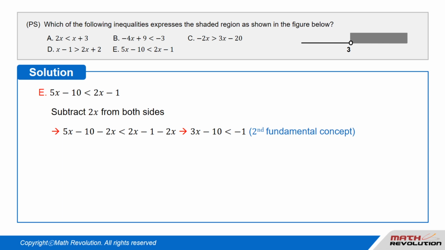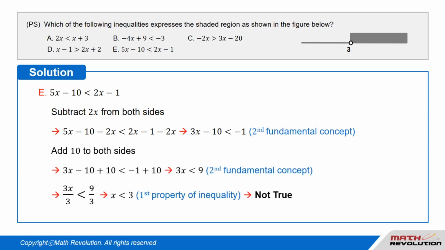Now we add 10 to both sides, we get 3 times x minus 10 plus 10 is less than negative 1 plus 10, or 3 times x is less than 9, by the second fundamental concept in inequality. Also, 3 times x is less than 9 is the same as 3 times x over 3 is less than 9 over 3, or x is less than 3, by the first property of inequality, that is the positive rule, which says that multiplying or dividing an inequality by 3 does not change the direction of the inequality sign.